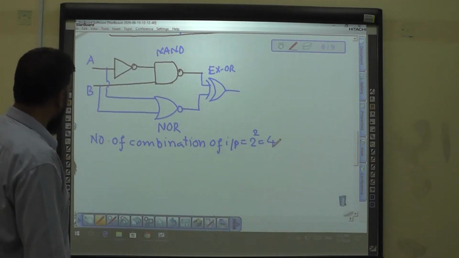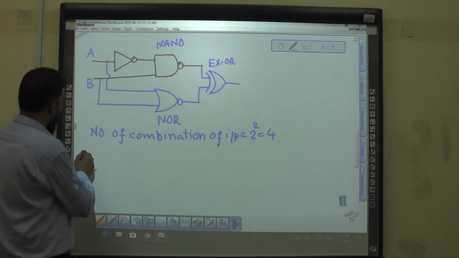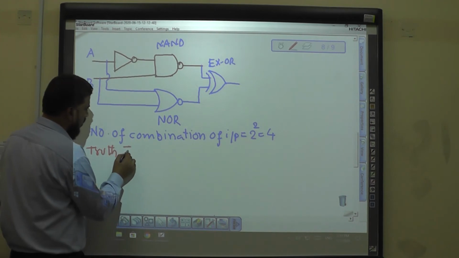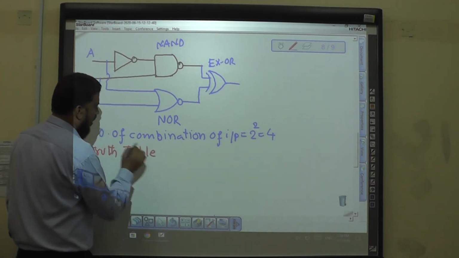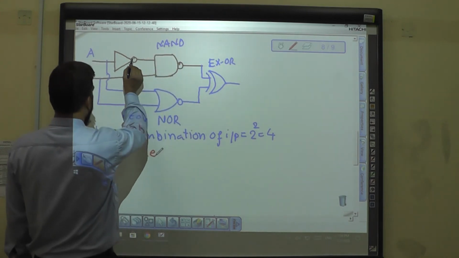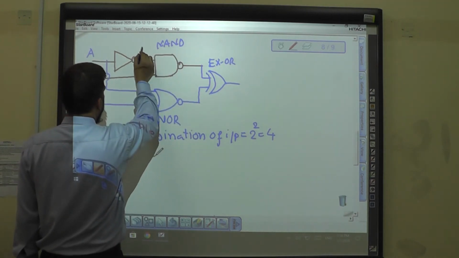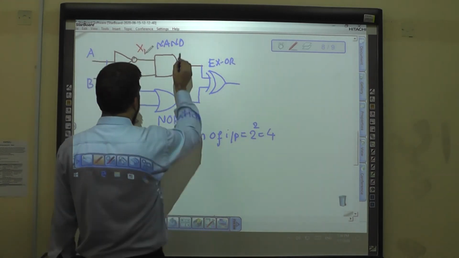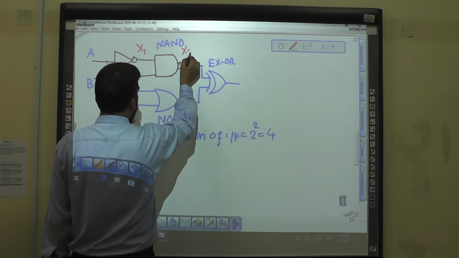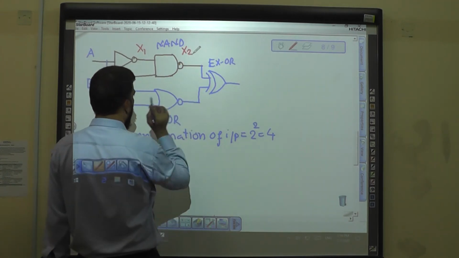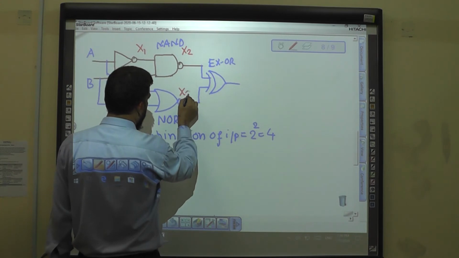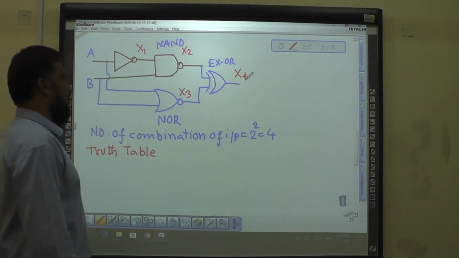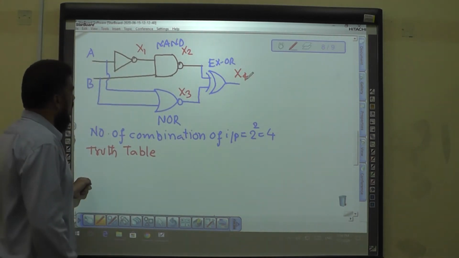Now we will write a truth table. Say the output of the NOT gate is X1. The output of the NAND gate, say it is X2. The output of the NOR gate, say it is X3. And the output of the XOR gate is X4.